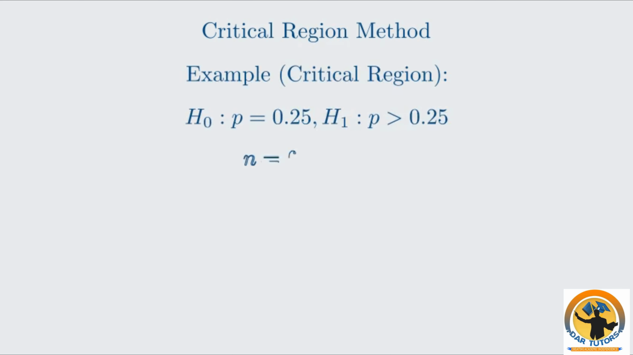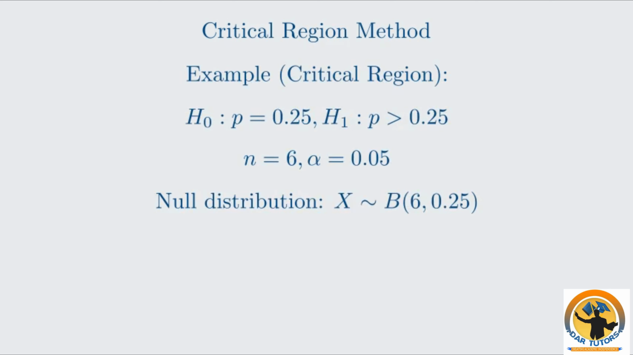Consider a four-sided die with the hypotheses H0: p equals 0.25, the die is fair for rolling a 1, against H1: p greater than 0.25, it's biased towards rolling a 1. The hypotheses are H0: p equals 0.25, and H1: p greater than 0.25. The sample size is n equals 6, and the significance level is alpha equals 0.05.